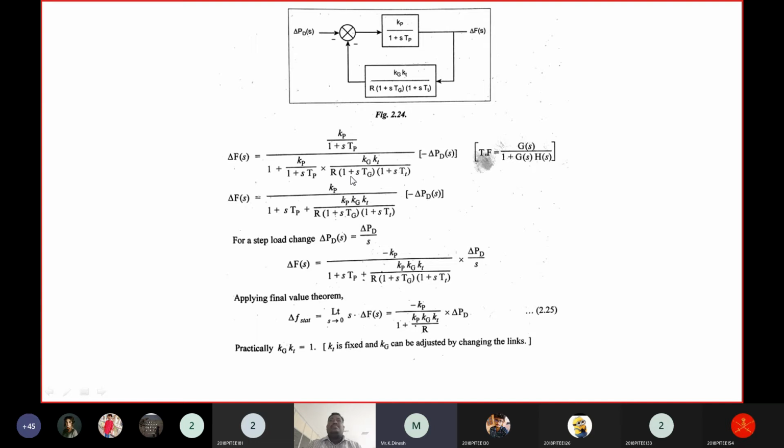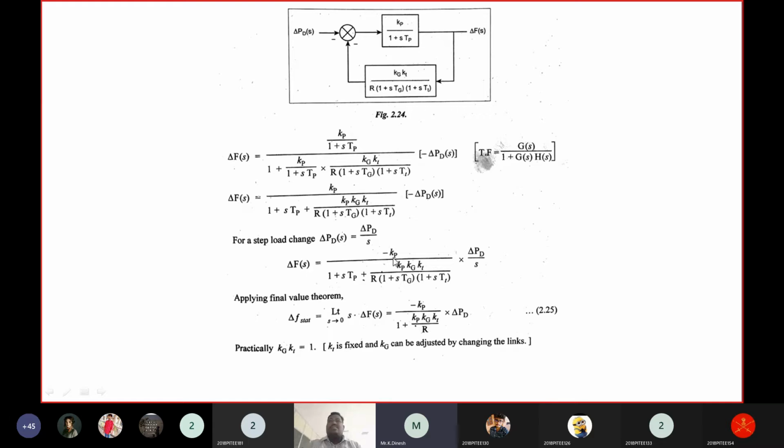I will simplify this further, multiplying and dividing and doing all the simplifications. So we get Kp divided by 1 plus S Tp plus Kp Kg Kt divided by R into 1 plus S TG into 1 plus S TT. For a step load change, I am going to apply a step, and step means 1 by S. So del PD of S is equal to del PD by S when you apply a step input in the response analysis.